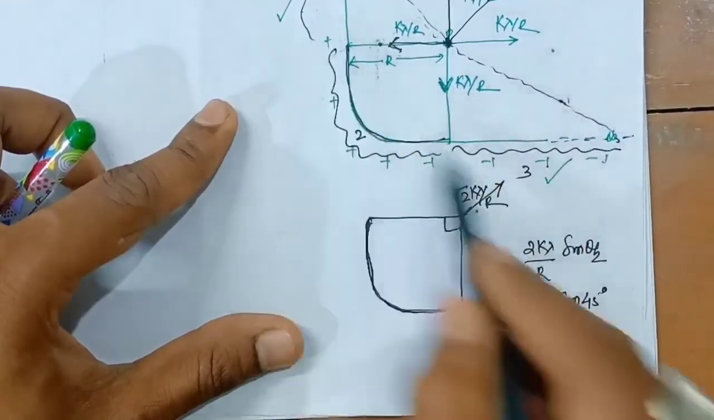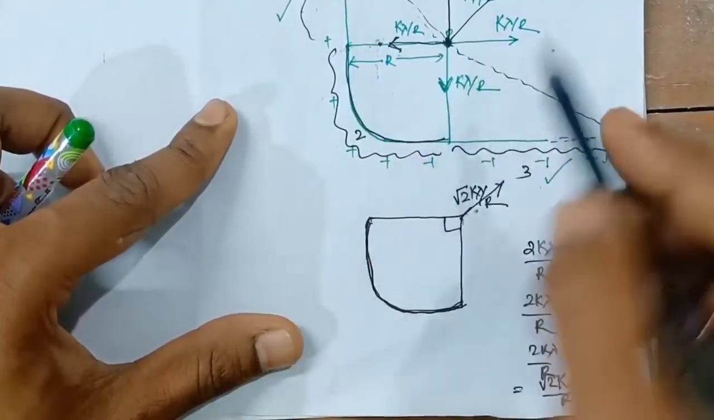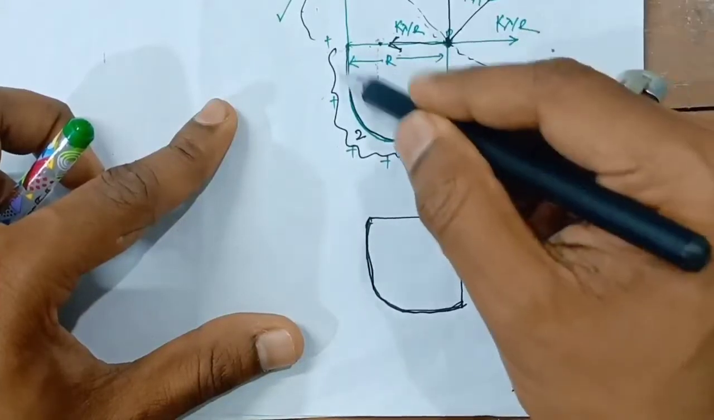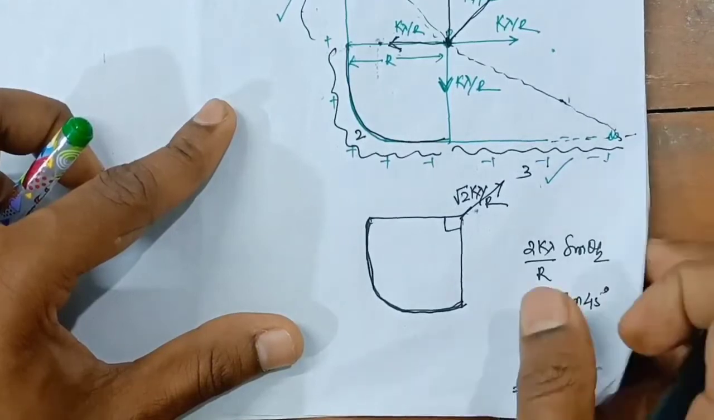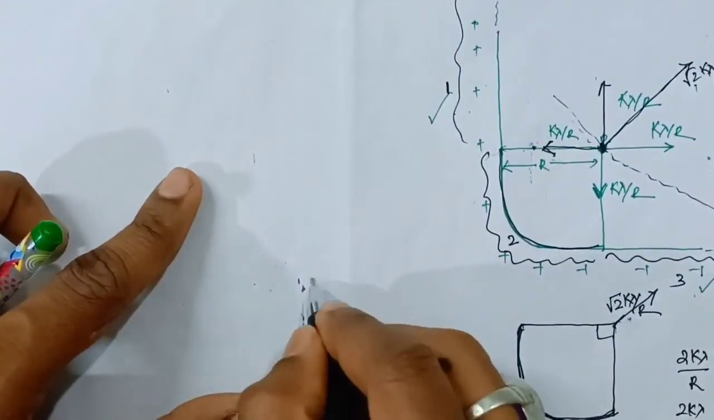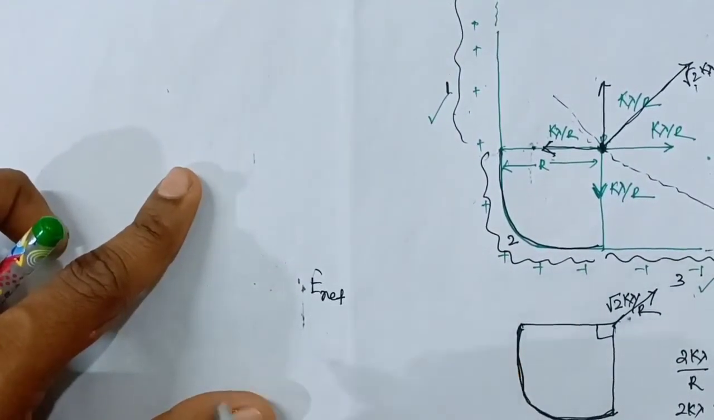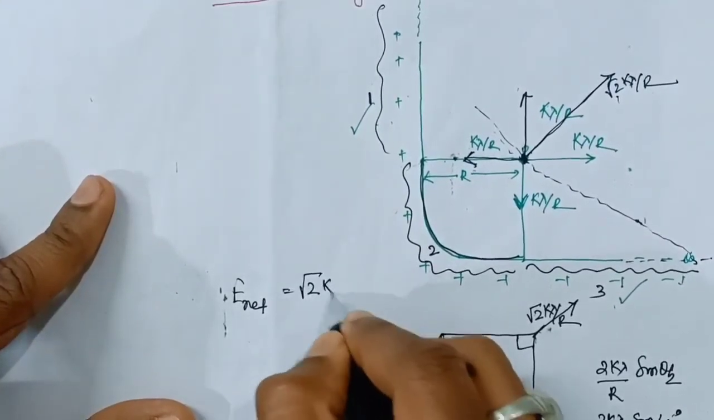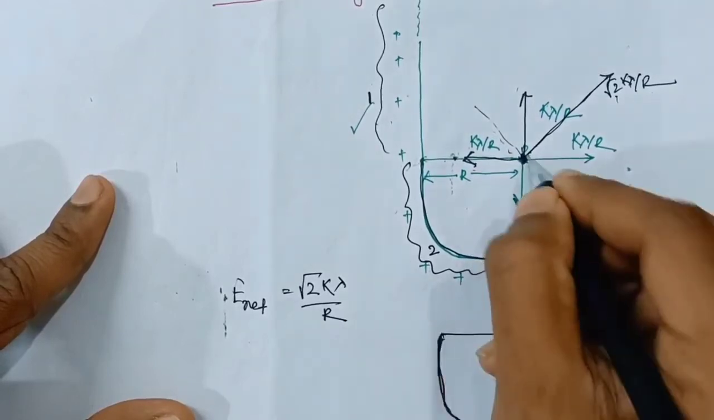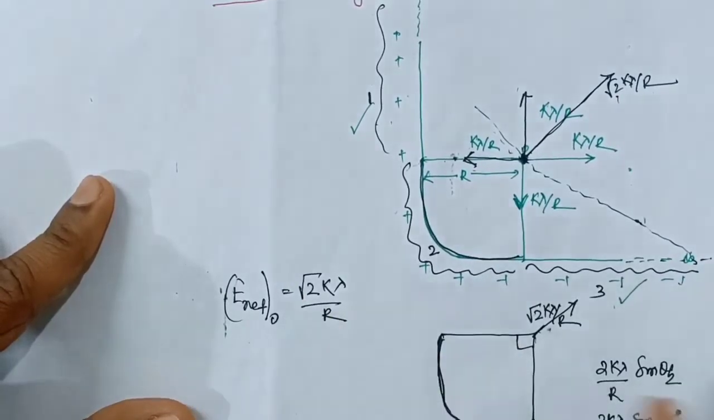Already due to segments 1 and 3, all the components have cancelled. Only due to this segment 2, we have the electric field. So what is the expression of the net electric field? The net electric field expression is root 2 k lambda by r at this point O. Net electric field at point O.